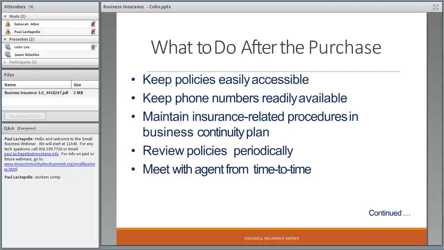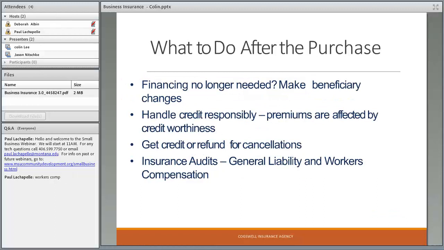You're a mid-sized business, or you're even a large business, and you're looking at a lot more in payroll, a lot more in sales, and those things can lead to audits in the future. And audits can be very expensive. So keeping your agent informed on your growth is really important.